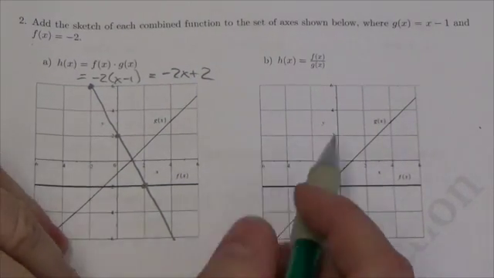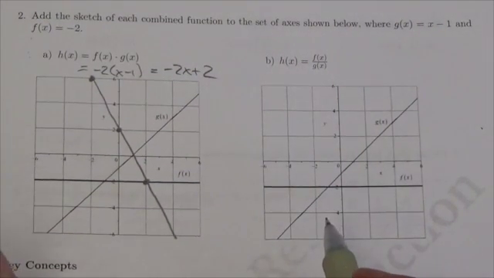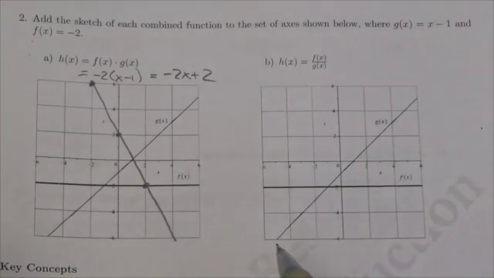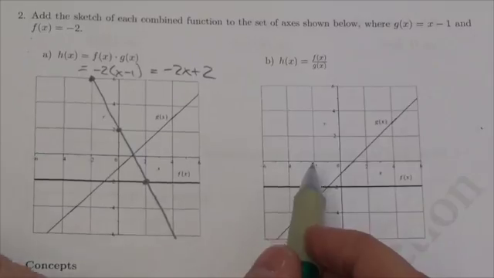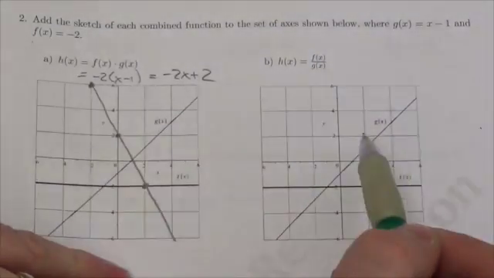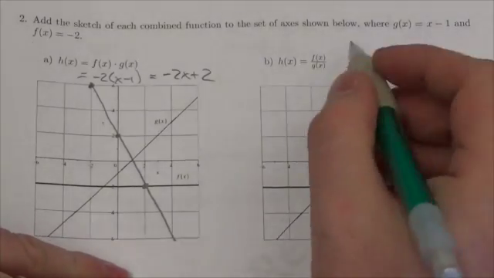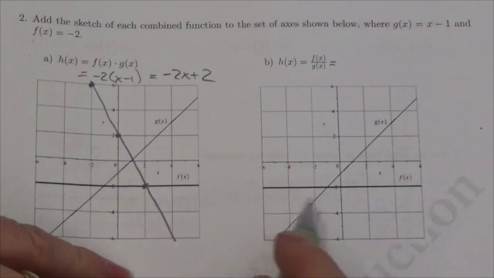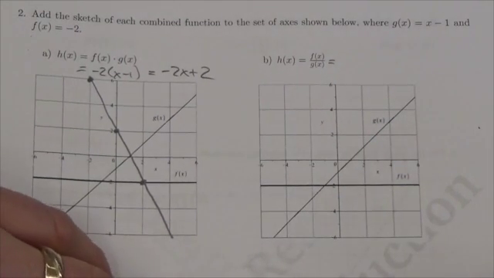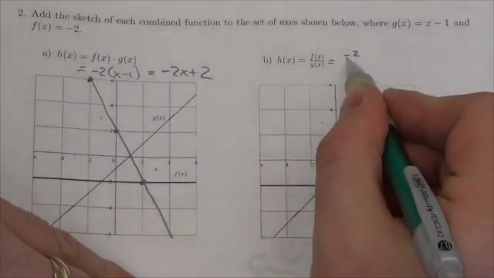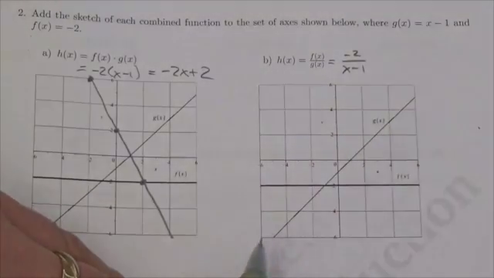Okay, once again we're in composition of functions, and what we're doing here is looking at the product and quotient of two functions. Now specifically for part B here we're looking at the quotient of f of x and g of x, where f of x is -2 and g of x is x minus 1. Now we're using -2 here just to make this question a little bit simpler. We're not dealing with a complicated function, just a constant here. So this is going to end up being -2 over x minus 1.